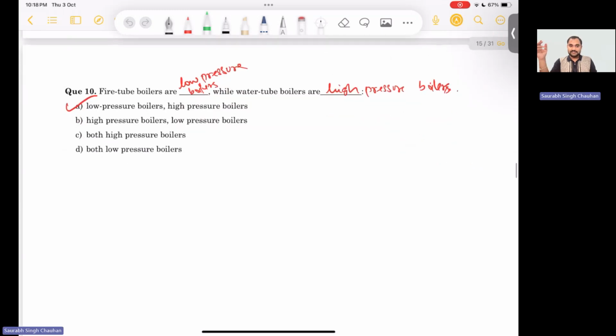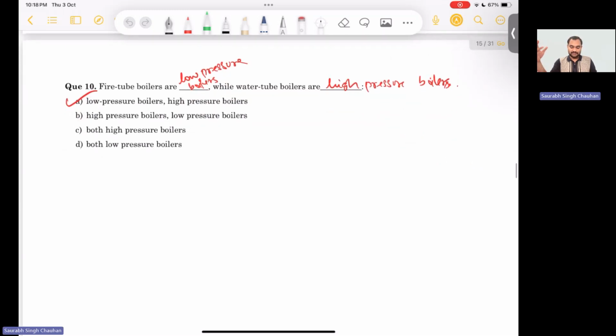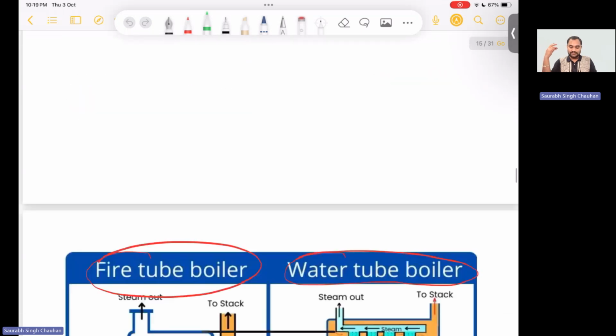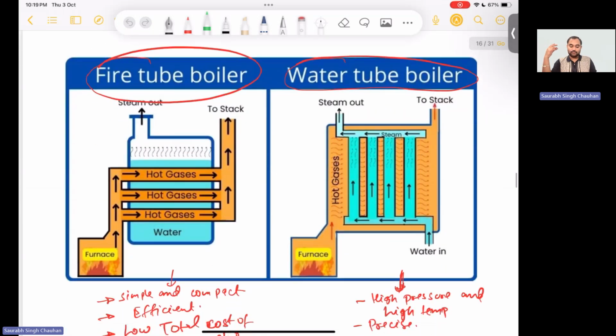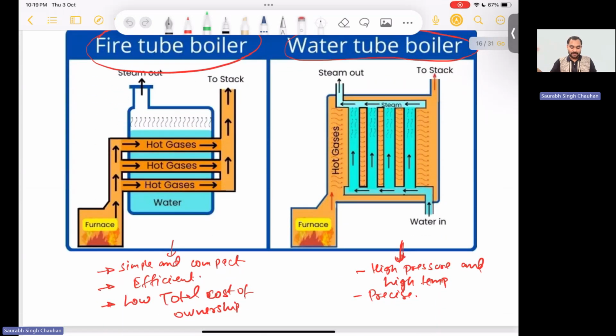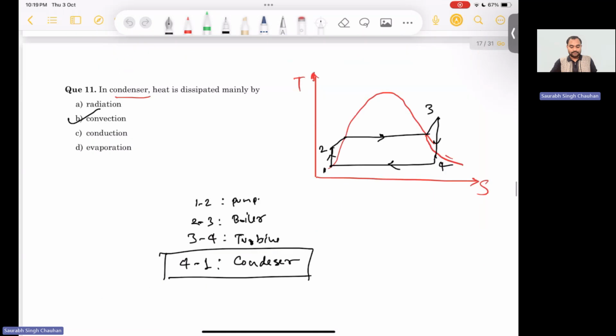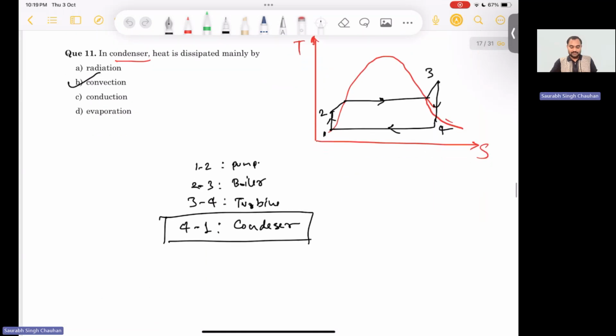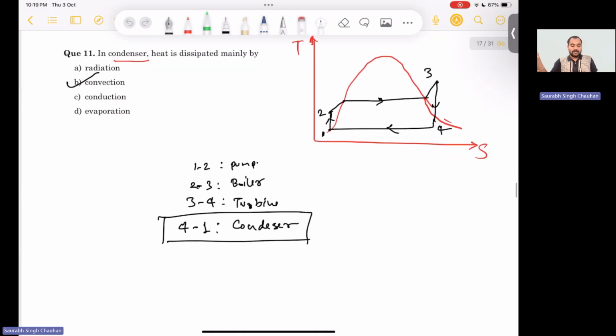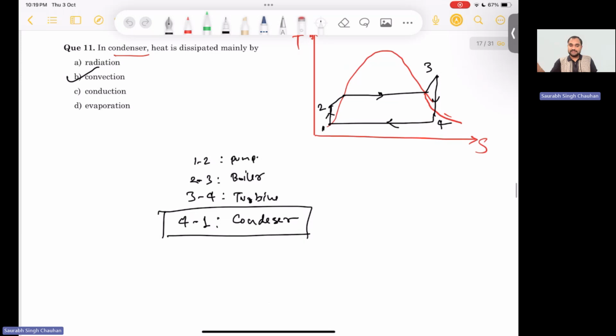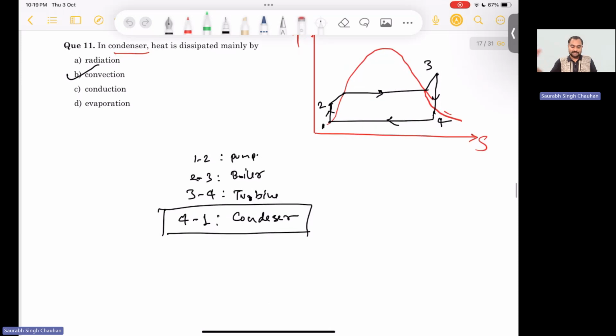Okay, and we discussed that there are two types of boiler, fire tube boilers and water tube boilers. Fire tube boilers are basically simple, compact, more efficient, low total cost of ownership. And water tube boilers are quite precise and they can operate in high pressure condition and you will get high pressure. Okay, but obviously they will be a little costly. And in condenser we discussed that heat is dissipated mainly due to the convection.